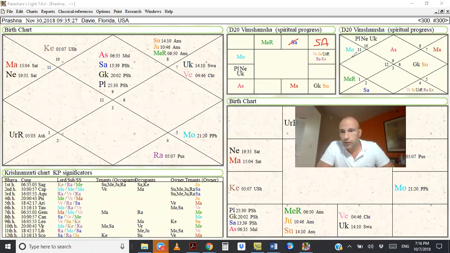If we're going to draw it here, let's say Saturn is here. All right, so now Saturn indicates the Ishta Devata, but which form of the Ishta? We're going to look at the sign that Saturn sits in. Is it a friendly sign? Is Saturn in its own sign? Is it exalted? Is it debilitated?